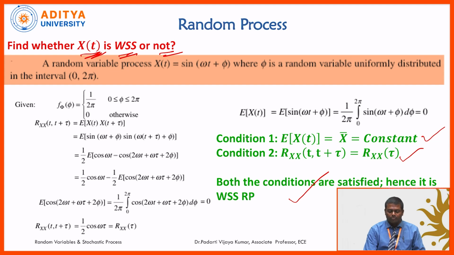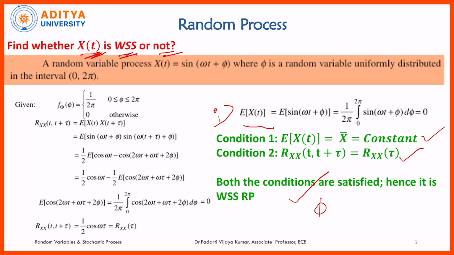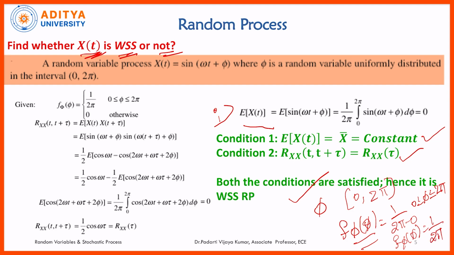Let us check condition 1. Condition 1 is that I want to compute the mean value. So what is the formula for the mean? Given phi is a uniform random variable over the range 0 to 2 pi, we know the uniform density function f of phi is equal to 1 by 2 pi minus 0 over the range 0 less than phi less than 2 pi. So as per the definition of the uniform density function, f of phi is equal to 1 by 2 pi. So expectation.